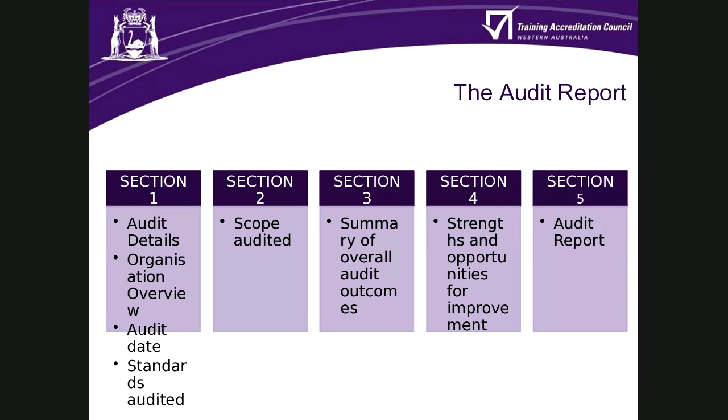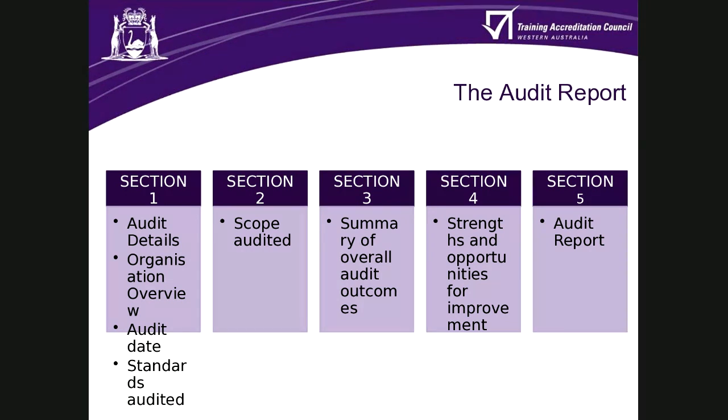It's a bit of an unwieldy document these days, but it's got the basic information that you need to be able to look at. So the first section is about your organisation, the details of the audit, and the standards to be audited. The second section is about the scope of the audit, so which qualifications and units of competency have been audited, and then section 3 is your overall audit outcomes, so compliant, non-compliant, etc.